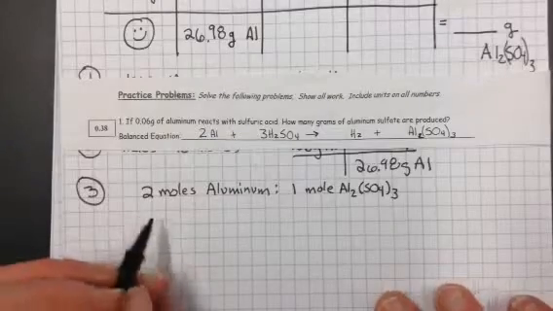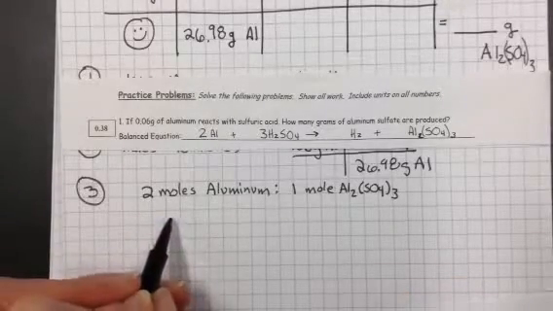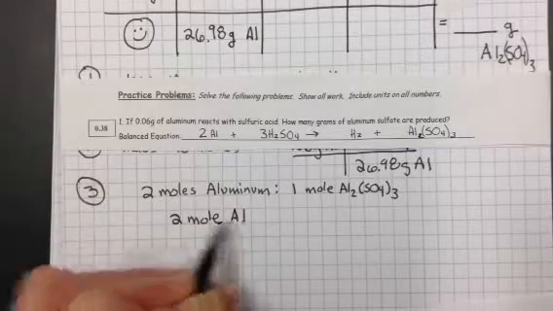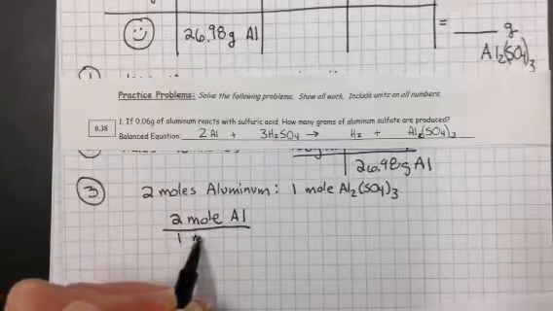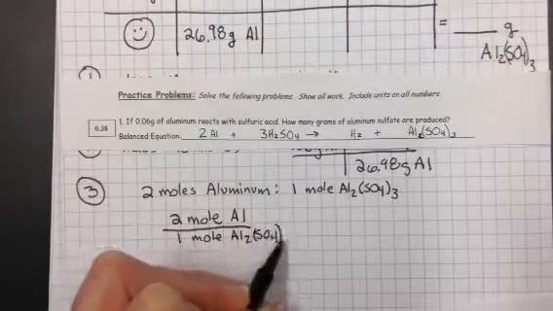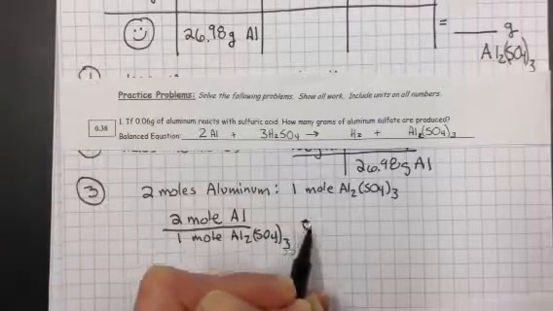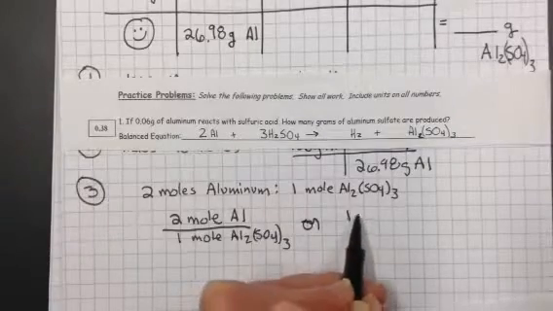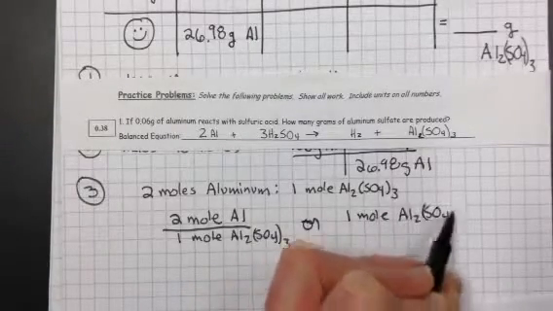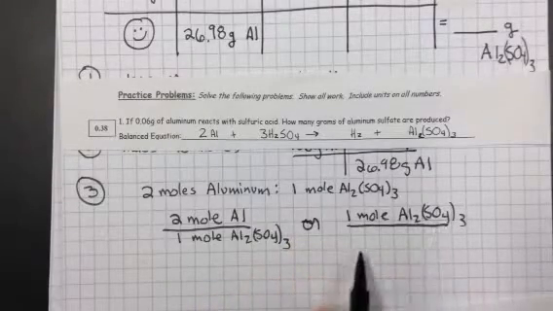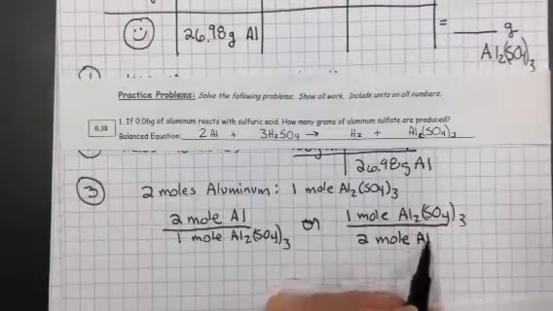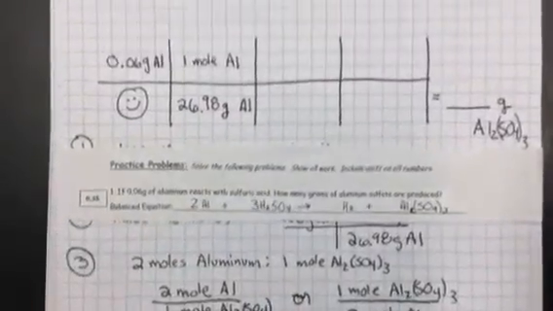Now that's the ratio, and we could set it up 1 or 2 ways. 2 moles Al over 1 mole Al2SO4, or 1 mole Al2SO4 over 2 moles aluminum. Well, let's take a look.